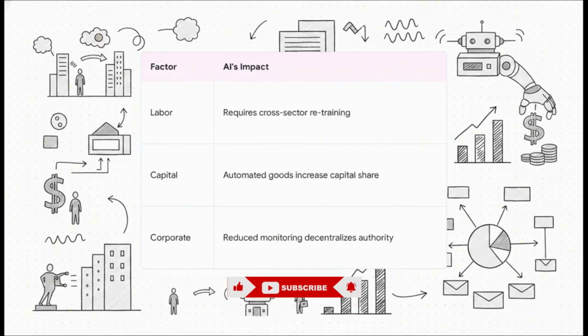Second, the capital share of the economy rises. This is huge. It means as automated goods make up more of our GDP, the owners of the capital, the AI and the servers, capture more value relative to human labor. Finally, corporate delegation. Because AI drastically reduces the cost of monitoring complex systems, firms can actually decentralize their authority, fundamentally changing how corporations are run.